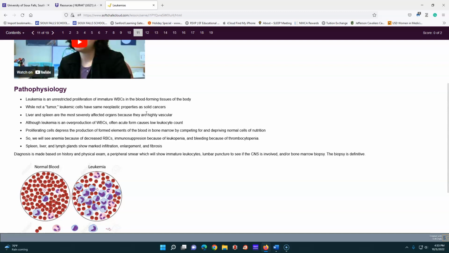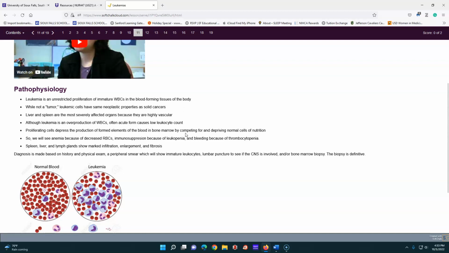So liver and spleen are affected because they're highly vascular, as are lungs and kidneys. All these kind of fun things that you can read through. Bone marrow suppression is one of those things that we've got to be careful with.